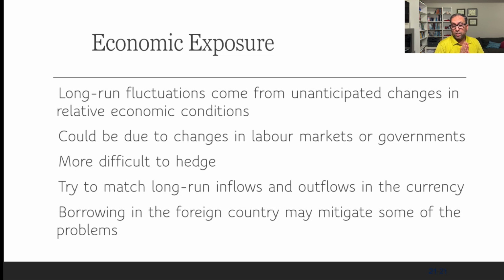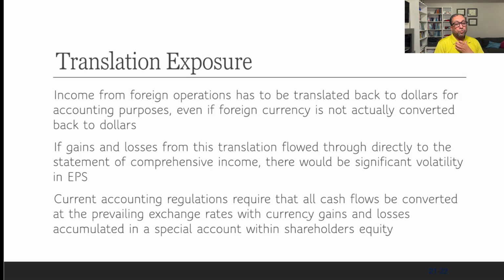But for a transaction, we have a solution: we can buy forward contracts and hedge the risk. In an economic exposure, it's difficult to anticipate as well as to cover. The only solution is to do long-term projects or long-term contracts so that the economy is not going to affect them. Borrowing in the foreign currency may mitigate some of the problems. When you are doing a project in a particular country, borrow from that country's banks so that whatever happens, your assets and your liabilities are in the same place. That is going to be more sensible.